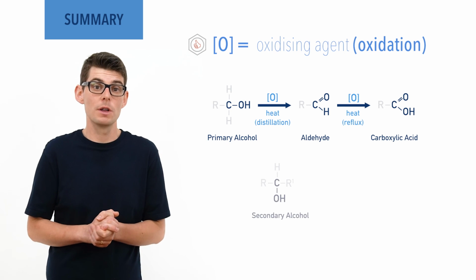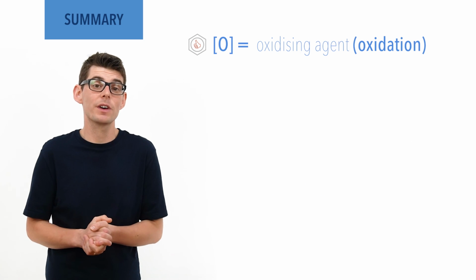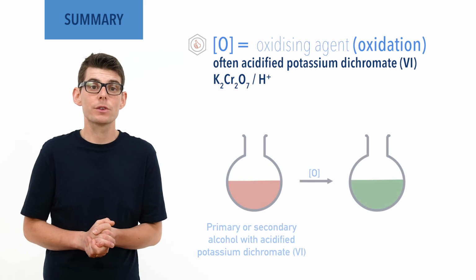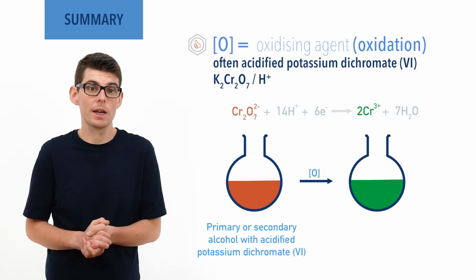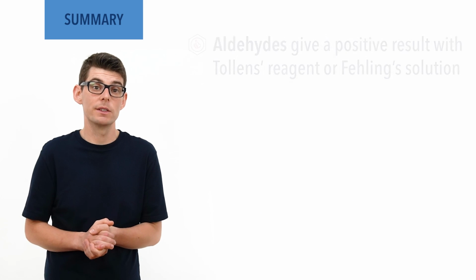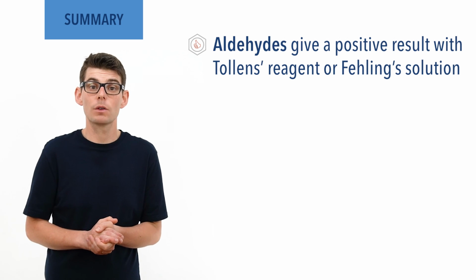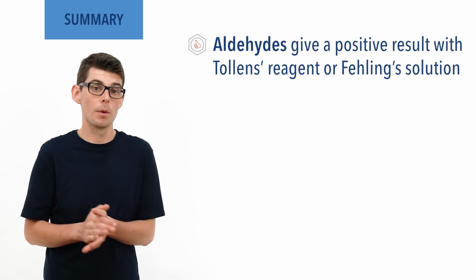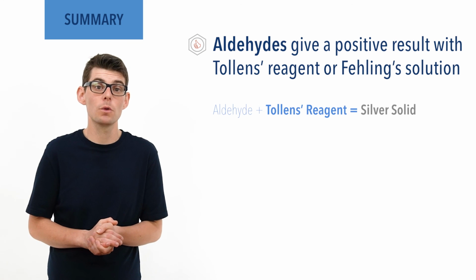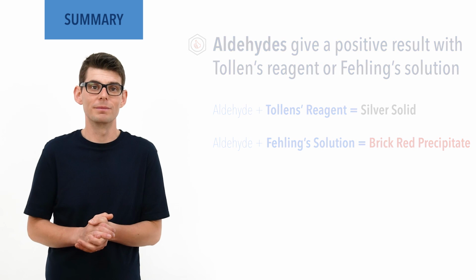Secondary alcohols can only be oxidized to ketones. An oxidizing agent is used, usually acidified potassium dichromate. The solution changes color from orange to green as chromium is reduced to Cr3+ ions during the reaction. We can test for aldehydes using Tollens reagent or Fehling solution. If a color change occurs, then an aldehyde is present and the alcohol oxidized to form it must have been a primary alcohol. For Tollens reagent, a silver precipitate or mirror is formed, and for Fehling solution, a brick red precipitate is formed from a blue solution.